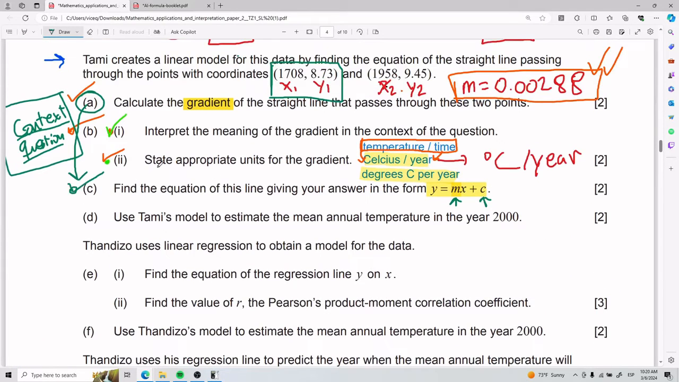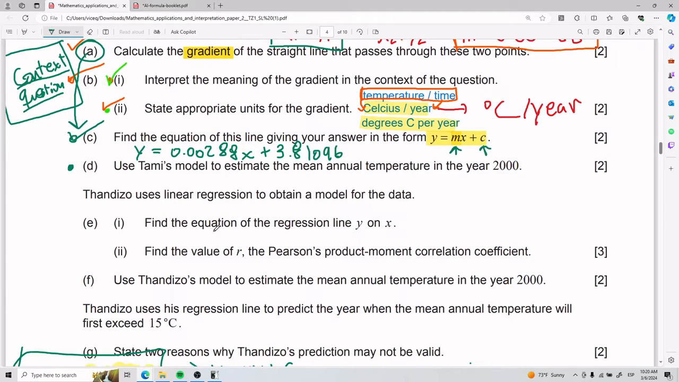So for part C, well, we did it. So for part C, the equation is, just to write it down, y equals 0.00288x plus 3.81096. Then for part D, we need to use Tami's model to estimate the mean annual temperature in the year 2000. All right, so the main idea we have to capitalize on is we are estimating what thing? We estimate the mean annual temperature. Okay, what is mean annual temperature?